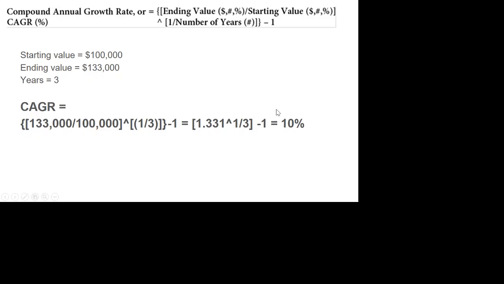Okay, so don't get bogged down by the notation of this formula. Ending value is given, starting value is given, number of years is given, and you just plug everything in. Okay, just remember that this is 1 divided by number of years. Okay, and this is an exponent. This caret means exponent. So it's ending divided by starting to the 1 over number of years power. Subtract 1 from all that.